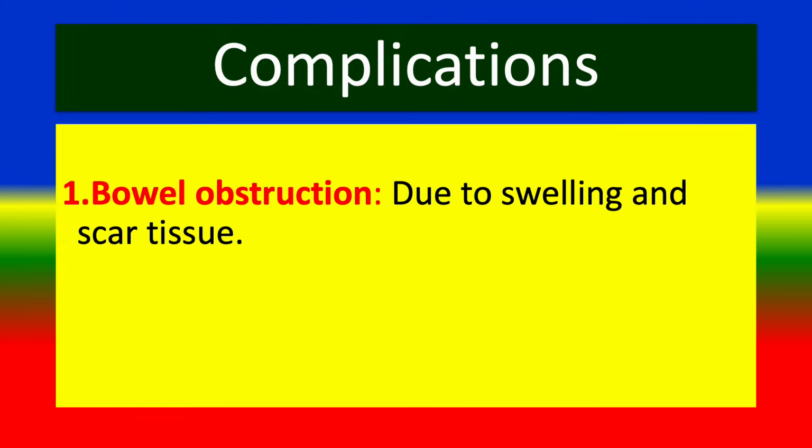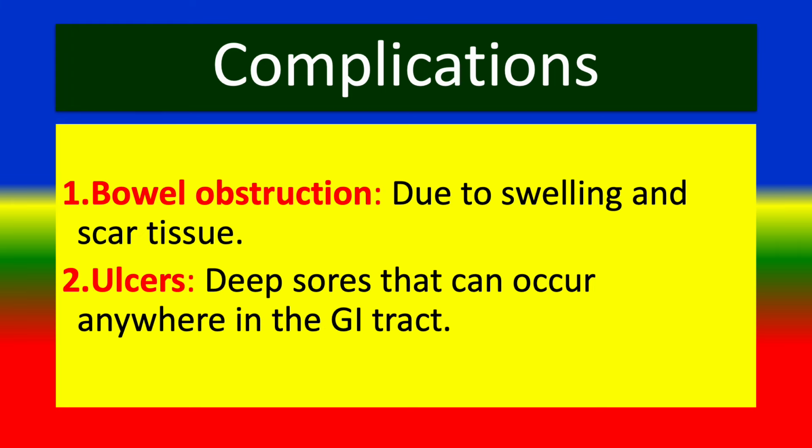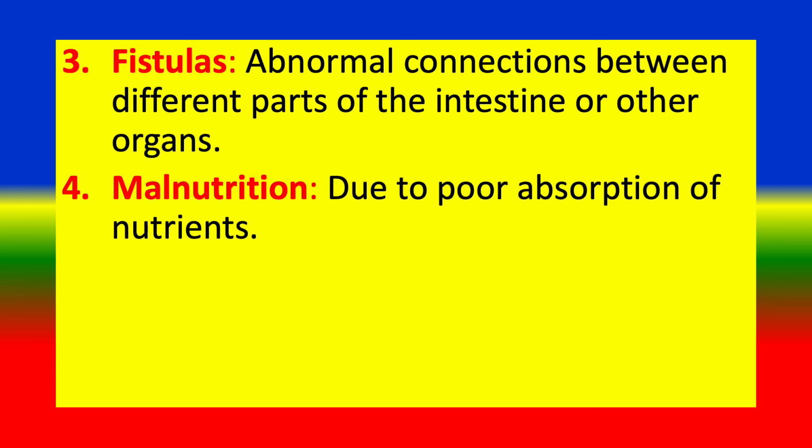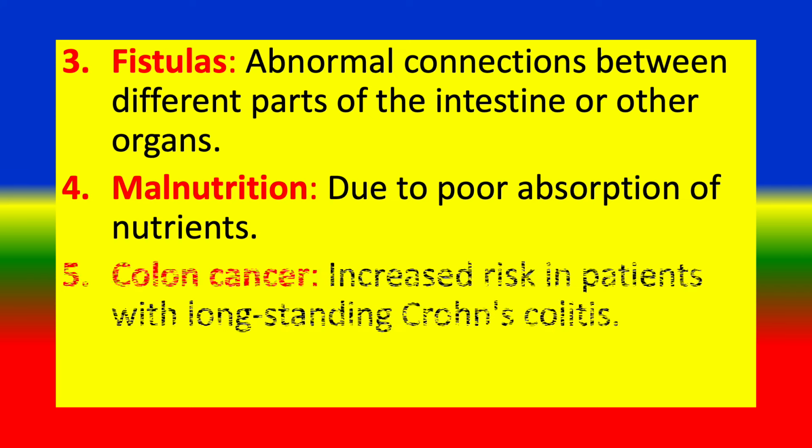Complications. 1. Bowel obstruction due to swelling and scar tissue. 2. Ulcers, deep sores that can occur anywhere in the GI tract. 3. Fistulas, abnormal connections between different parts of the intestine or other organs. 4. Malnutrition due to poor absorption of nutrients. 5. Colon cancer, increased risk in patients with long-standing Crohn's disease or Crohn's colitis.